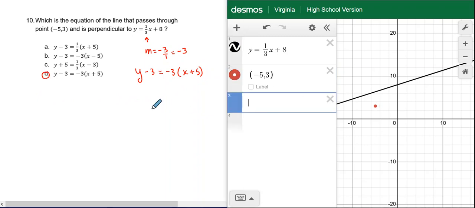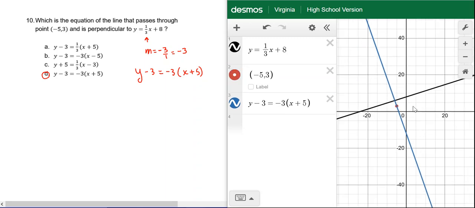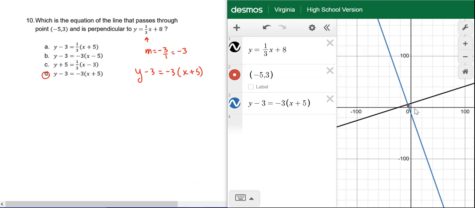Let's check our graph to see if it works. So y minus 3 equals -3 times x plus 5. There you go. It's very perpendicular, and then it goes through that point. Okay, that's that.